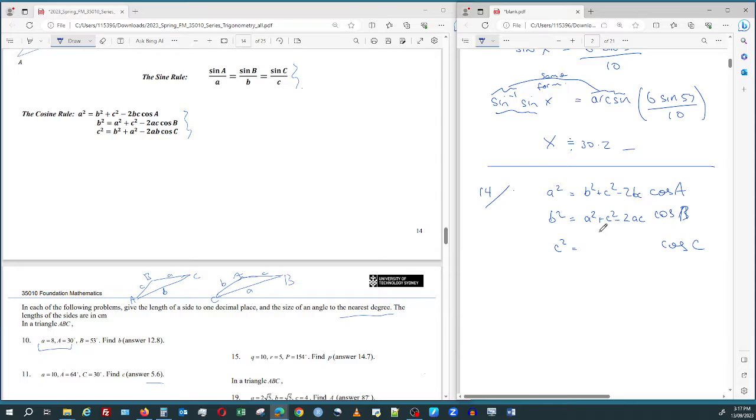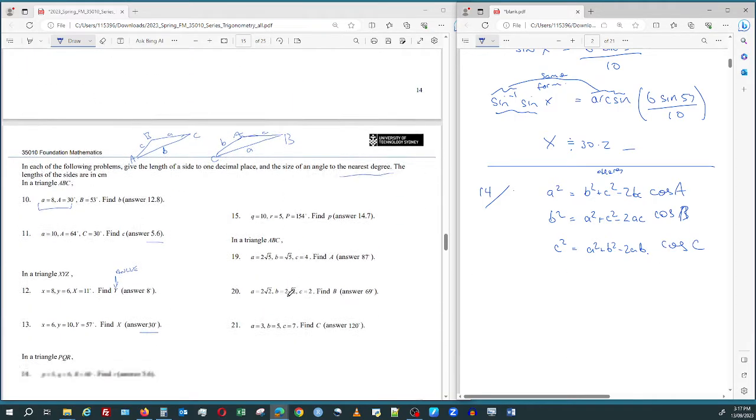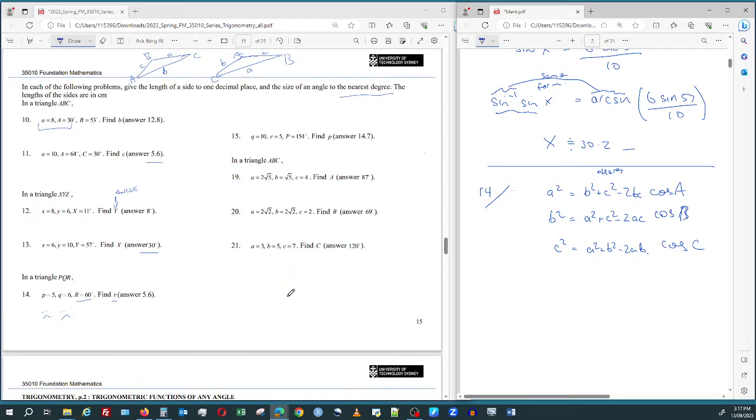See how there's a little gap? The others. This one will be a squared plus b squared minus 2ab. That's a match, isn't it? So it's just a little memory aid to help you figure that out. So for question 14, we haven't got A's, B's and C's. We've got P's, Q's and R's.